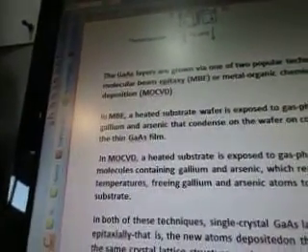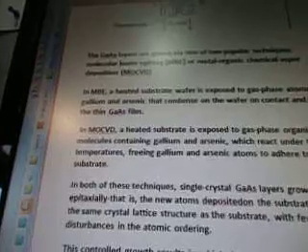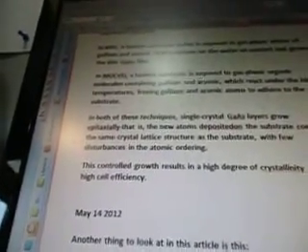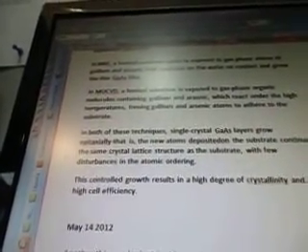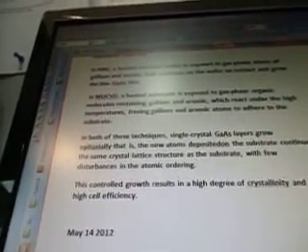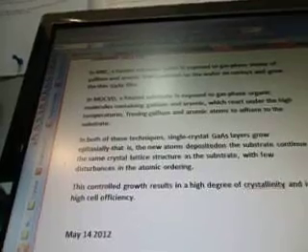In MOCVD, a heated substrate is exposed to gas phase organic molecules containing gallium and arsenic, which react under the high temperatures, freeing gallium and arsenic atoms to adhere to the substrate. In both of these techniques, single crystal GaAs layers grow, that is, the new atoms are deposited on the substrate.